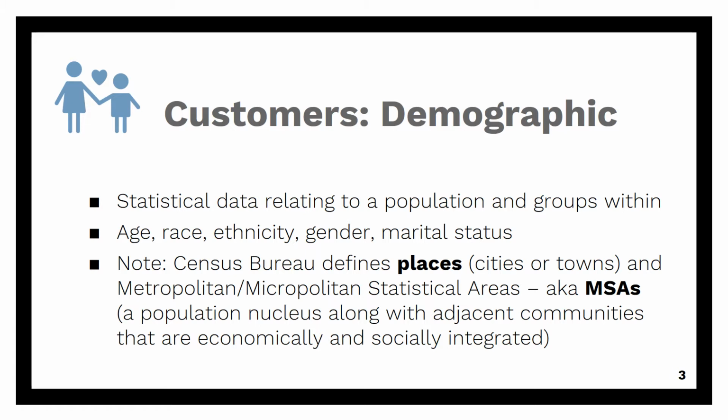One thing to note is how the Census Bureau defines communities. It collects data about places, which are cities or towns, and also about metropolitan/micropolitan statistical areas, also known as MSAs. These are locations with a population nucleus along with adjacent communities that are economically or socially integrated. Think, for example, about Harrisonburg and Rockingham County. They would be one MSA, but the city of Harrisonburg is a place by itself. There is potentially a big difference between Charlottesville as a place and the Charlottesville MSA. Make sure you know which population you are researching and which population your Parks and Rec department serves.